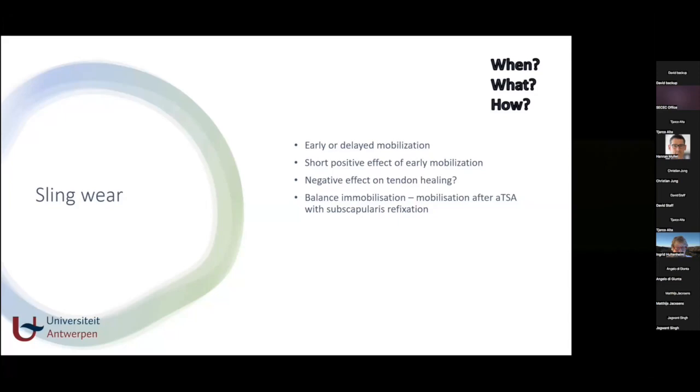Nevertheless, after 12 weeks, this difference diminished. In the early group, more patients showed problems in the reattachment of the subscapularis tendon. This is why they suggest in the guidelines a balance between early mobilization and immobilization in patients with shoulder arthroplasty with reattachment of the subscapularis. Extreme movements towards external rotation of the shoulder should definitely be avoided.